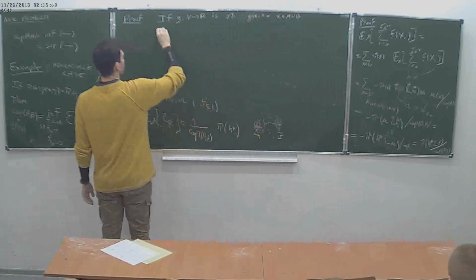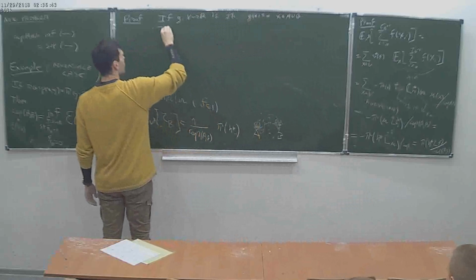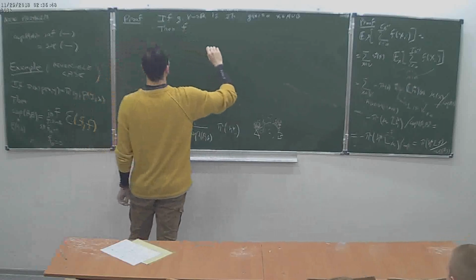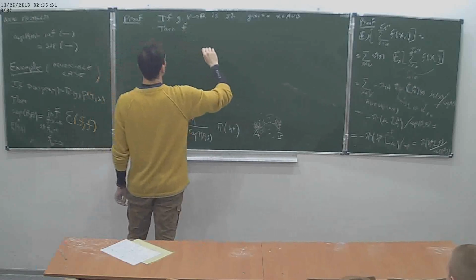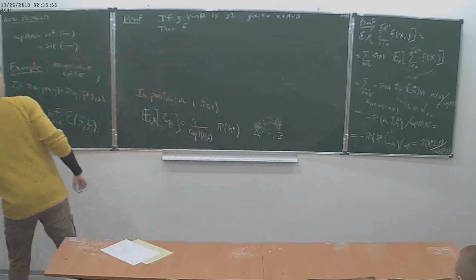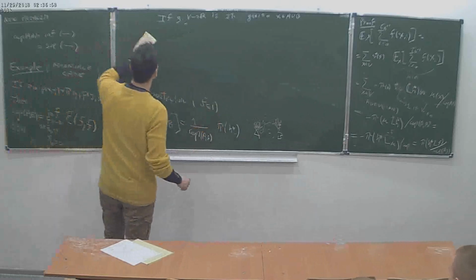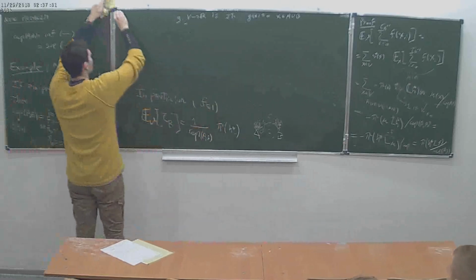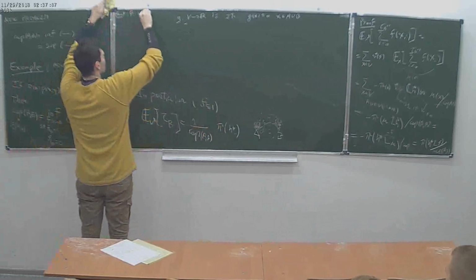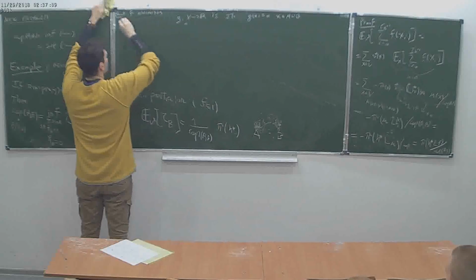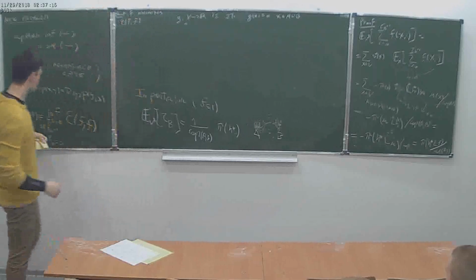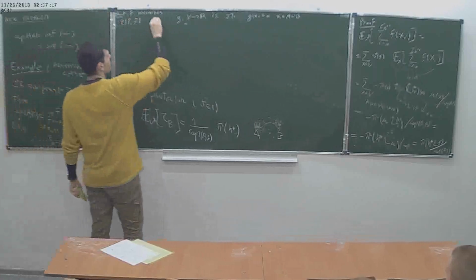So if G from the state space to R is such that G of X is equal to 0 for each X in A and B, then, I wrote it, actually I started with F.